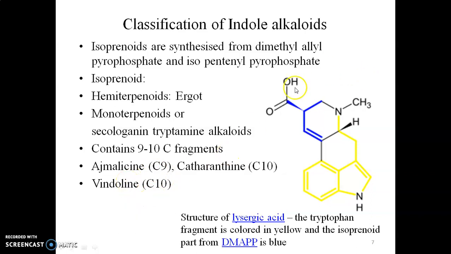And this particular one represents the structure of lysergic acid. So in lysergic acid, here the tryptophan fragment, this yellow one, this is the tryptophan fragment, whereas this blue color, this is the isoprenoid part from DMAPP, that is dimethylallyl pyrophosphate, which is in blue color.